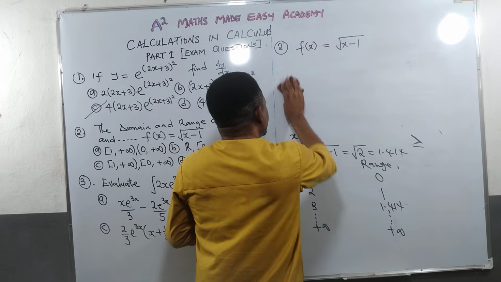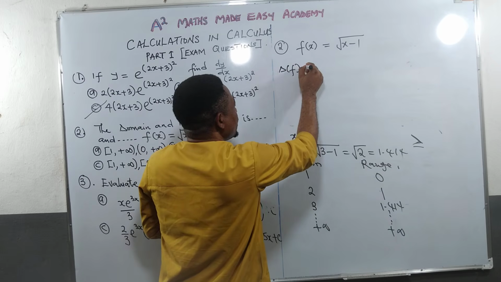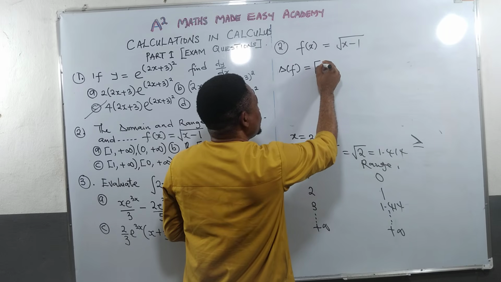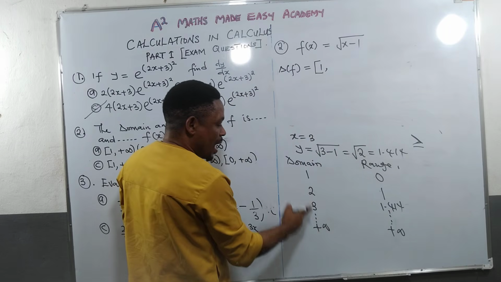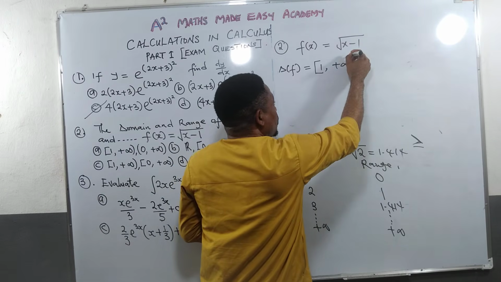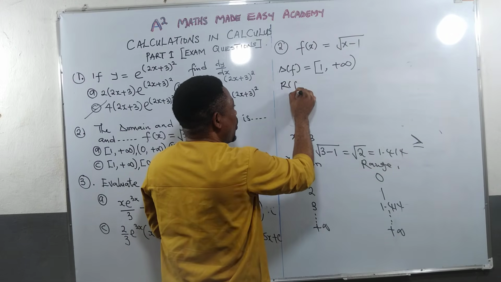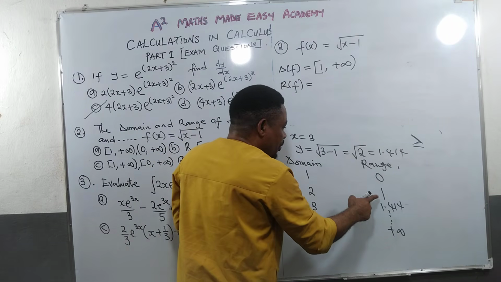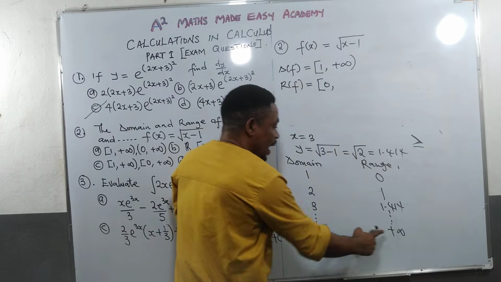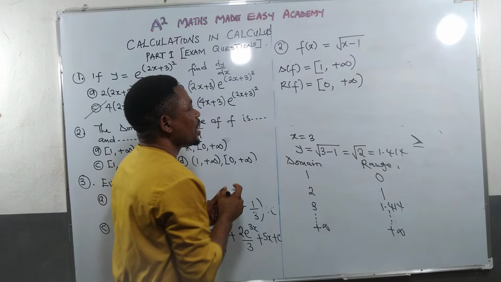Can we now go? Which means the domain of f is now equal to, what's the minimum value? The minimum value is what? 1. Use a closed bracket, because 1 is a member. And it's tending to what? Positive infinity. Infinity is always an open bracket. Am I communicating now? Then the next thing is range of f. The minimum value is what? 0. I will use a closed bracket because 0 is a member. Tending to where? Positive infinity. Use what? Open bracket.